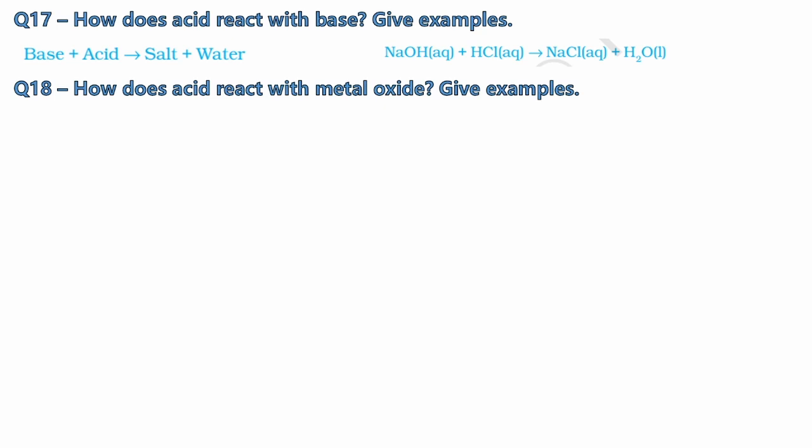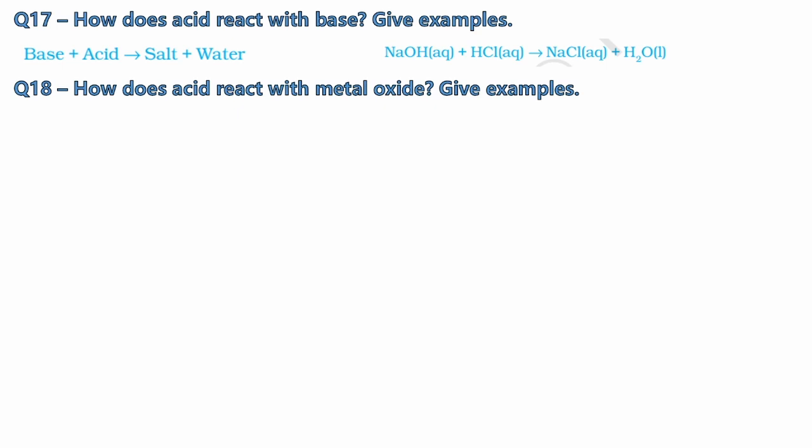How does an acid react with a metal oxide? Remember, metal with acid gives you hydrogen. Acid with a metal carbonate gives you carbon dioxide, and acid with a metal oxide gives you water.